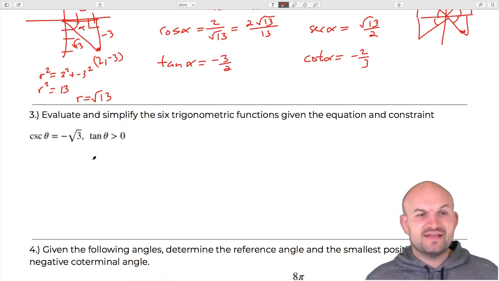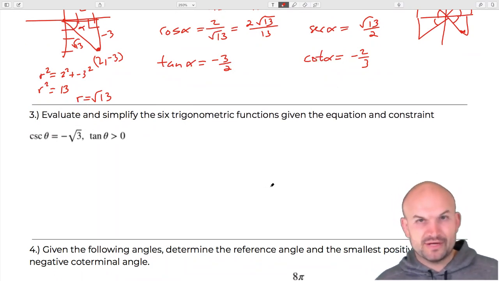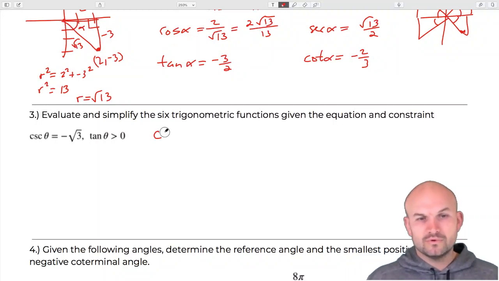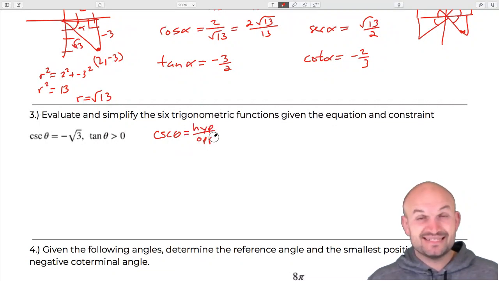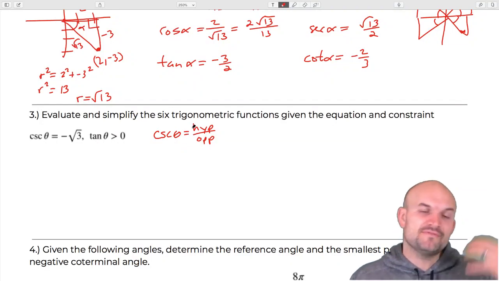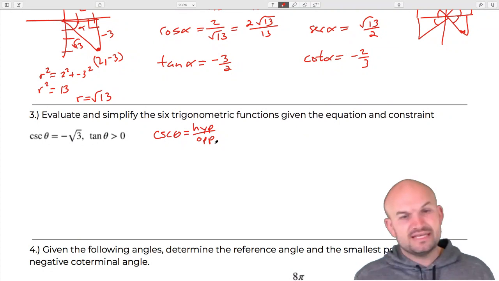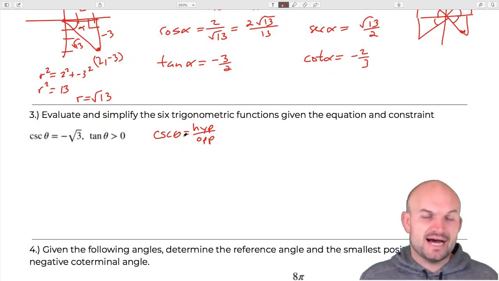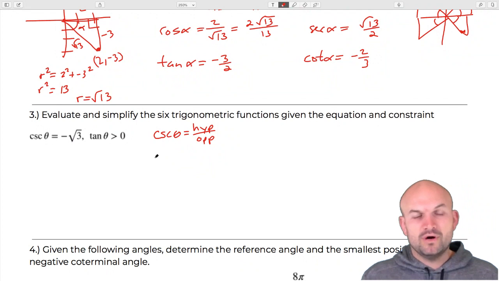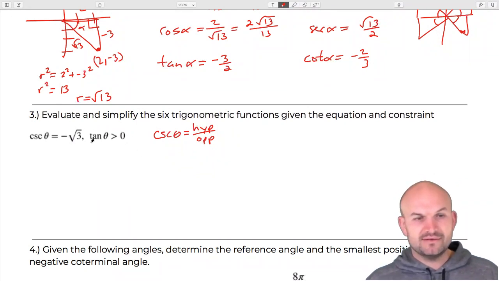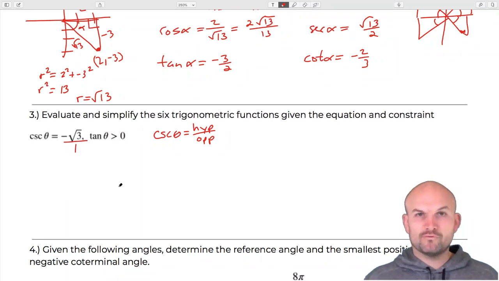We have cosecant of theta is equal to -3. Now, again, we need to understand what cosecant of theta means. Cosecant of theta, or of anything, remember, is hypotenuse over the opposite. It's a ratio of how long the hypotenuse is compared to the opposite side of the triangle, based on your angle theta. Well, in this case, we don't have a comparison. We just have a number, -3. So again, we need to put it over 1.